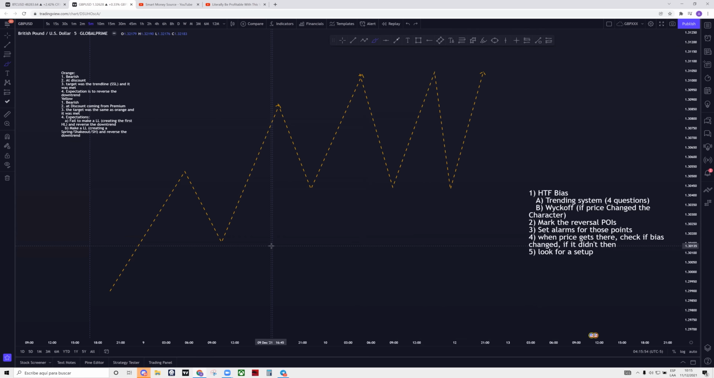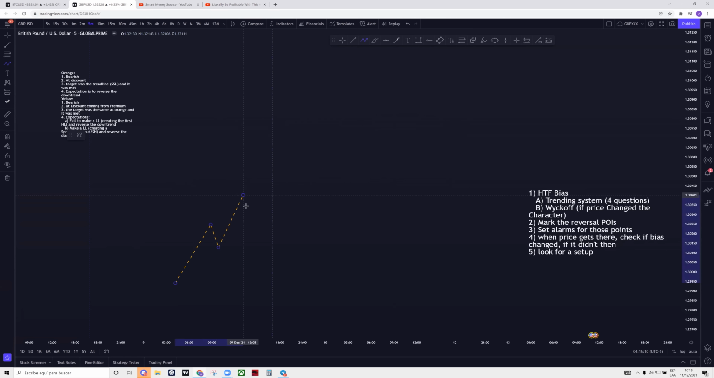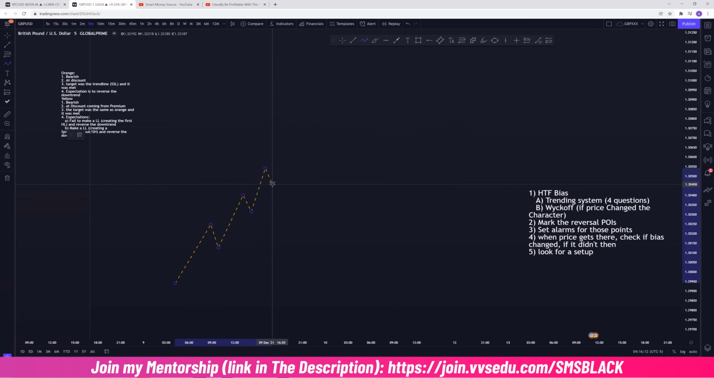Okay. Well, that's one type of change of character, but let me explain to you. So let's say that we are on an uptrend, price making higher highs, higher lows, and at one moment we make a higher high, but price retraces around 100%. It could be less than 100%, more than 100%, but it retraces around that number, okay?